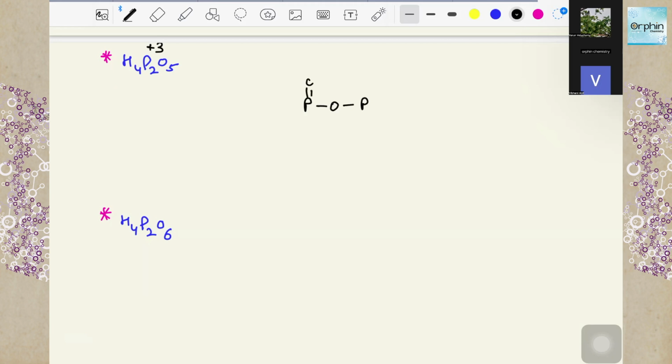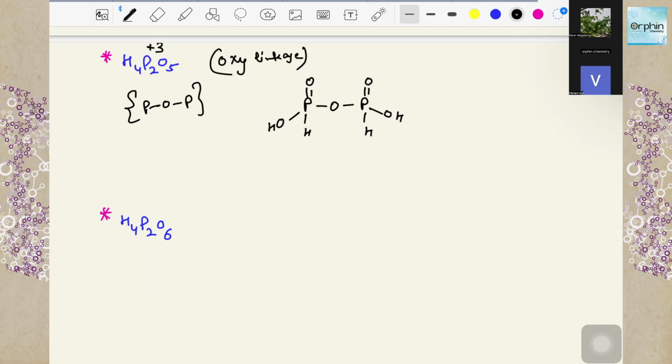P double bond we have to make. Now we can see there are 4 hydrogens and 2 oxygens: 1 OH, 1 OH, 1 hydrogen, 1 hydrogen. Yes, correct. The thing is, we just have to remember that it has a POP linkage here. It has an oxy linkage. That's it. If they ask you what the basicity is here, we can simply see the structure and see that 2 hydrogens are connected with oxygen. So basicity is 2. Correct.